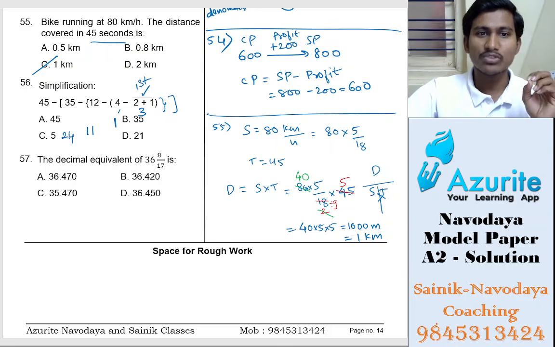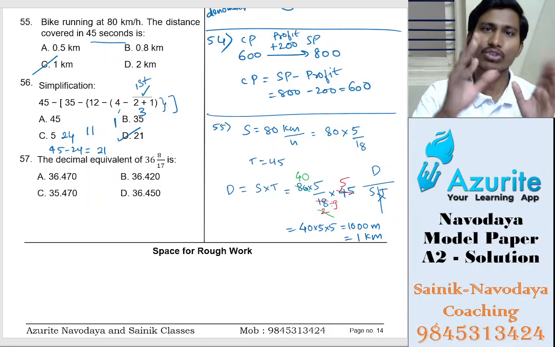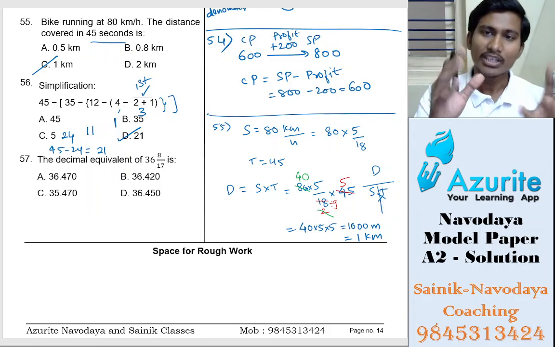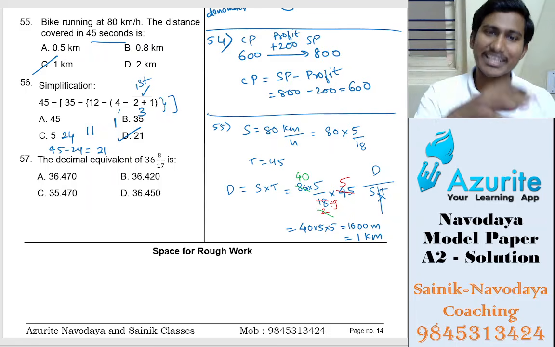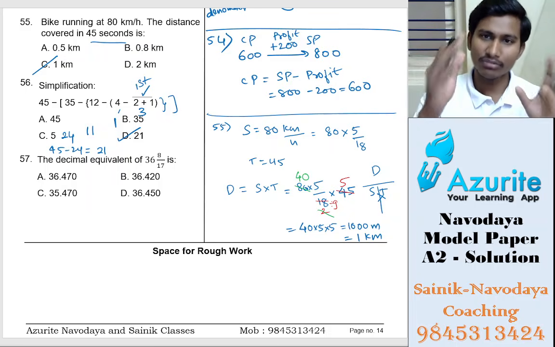So 45 minus 24 is how much? That is 21, which will be the answer. The option is option D. So I have done it directly. This is how you have to do it in the exam, without writing more. You have to write as little as possible, because time will be less. That is why we have to write less.